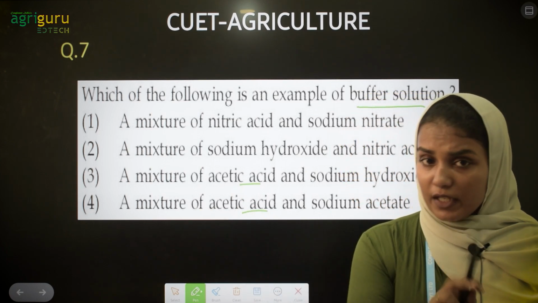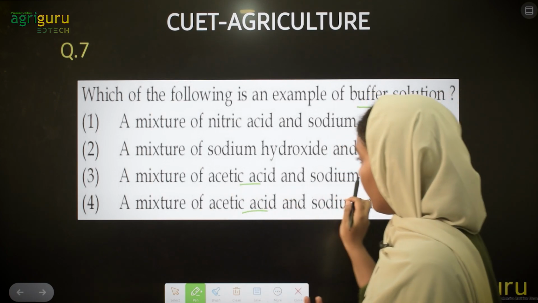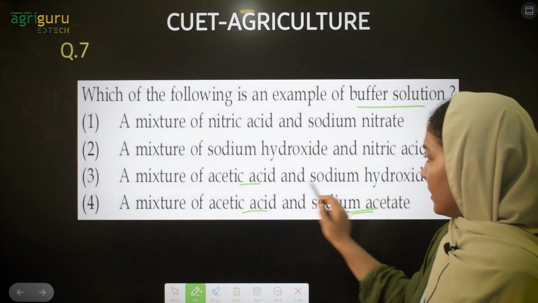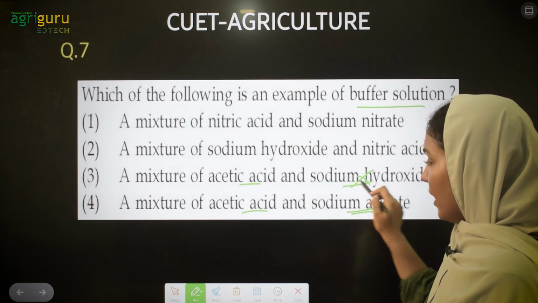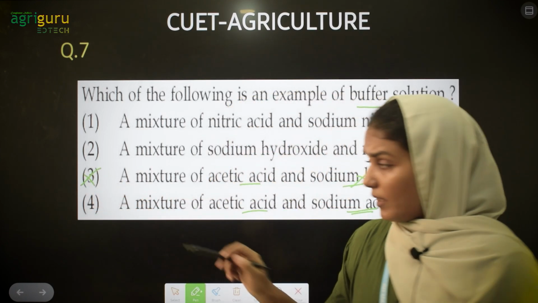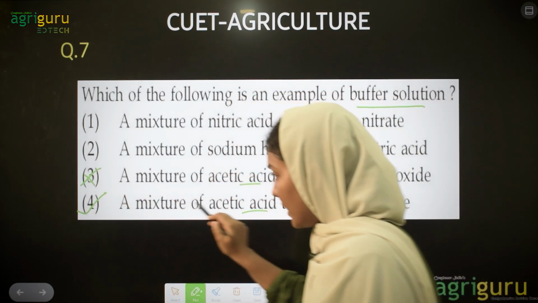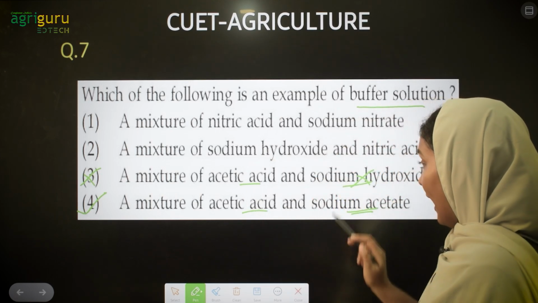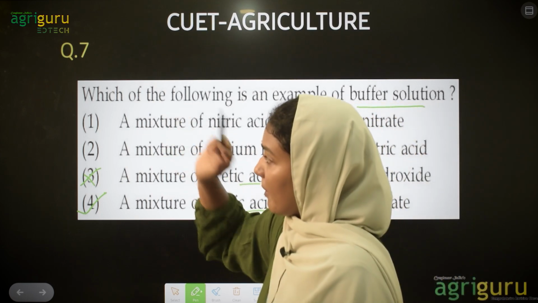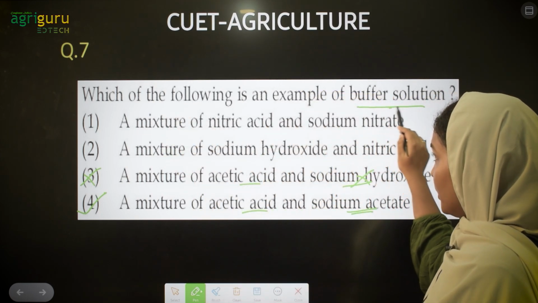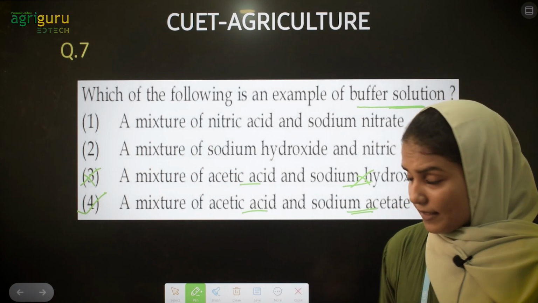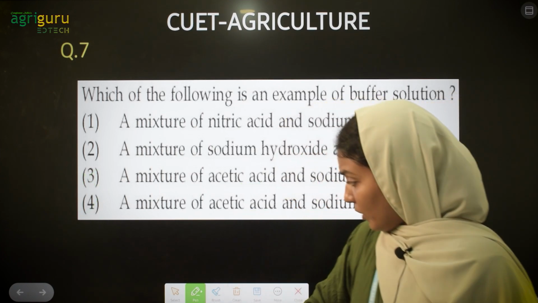Option 2 has acetic acid, where the conjugate is given as sodium acetate. Here this is not a conjugate one. So option 3 is cancelled out, and the right answer is option 4, that is a mixture of acetic acid and sodium acetate, its conjugate. So the right answer for question number 7, an example for a buffer solution, is acetic acid and sodium acetate. Okay, let's move on to the next question.